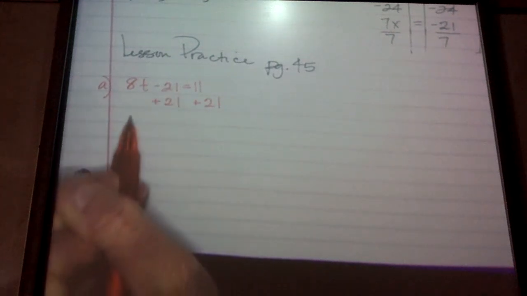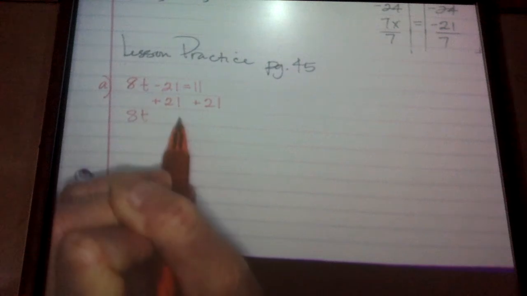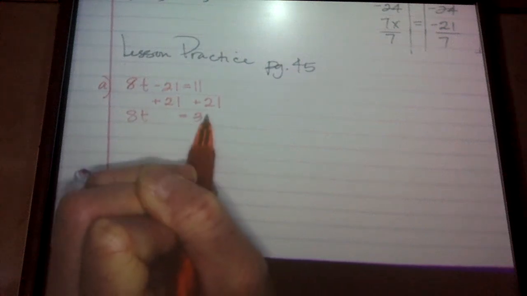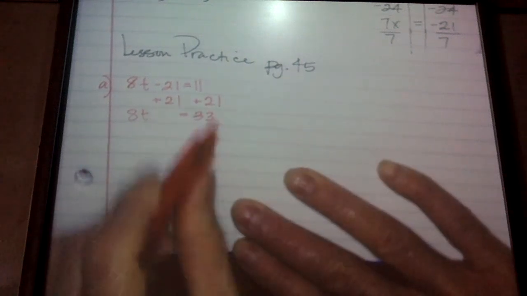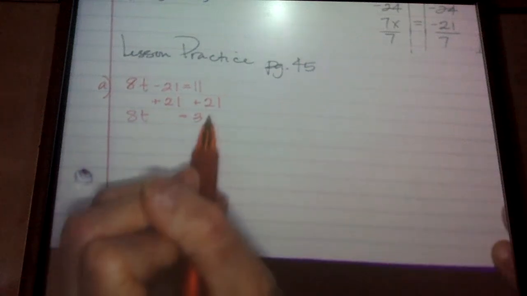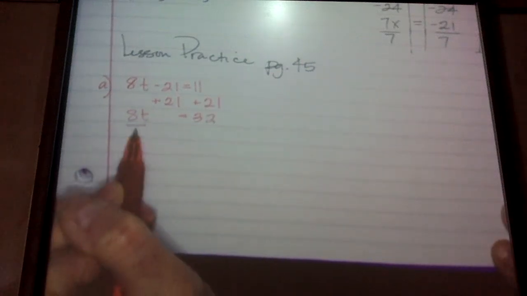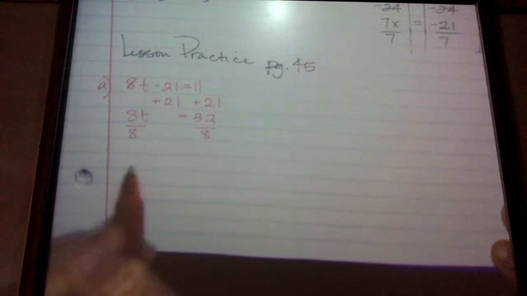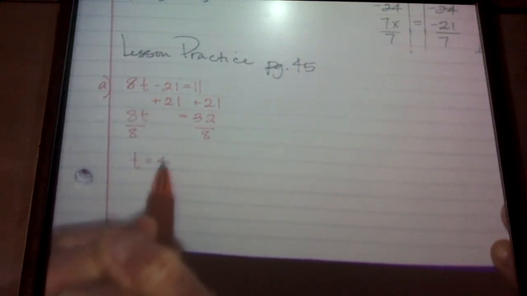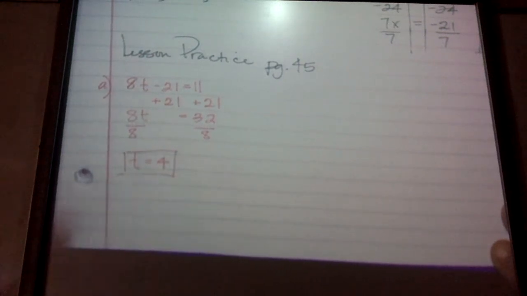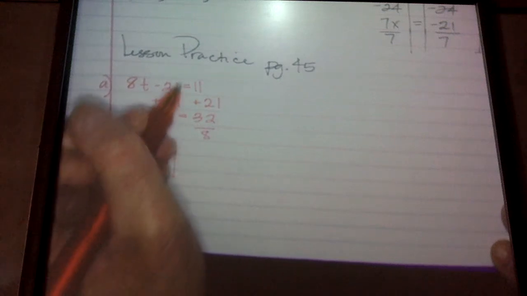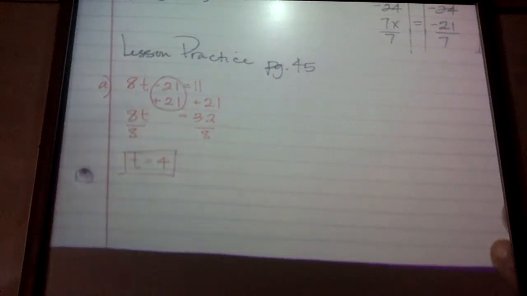Really simple problem. I didn't do an easy one like this with you because I had confidence you could do it. So I'm adding 21 to each side. So I'm left with 8t equals 32. Divide by 8, and t equals 4. Okay, notice I boxed my answers so that it's really clear that we have a solution.